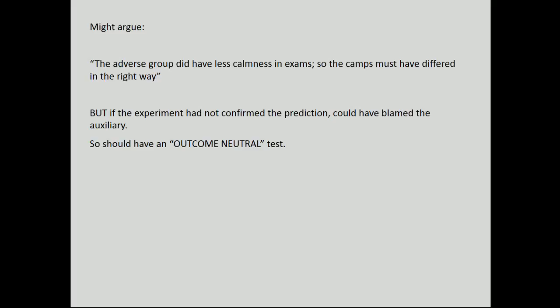So that's why what you need is a manipulation check, or what might be called an outcome neutral test. The outcome neutral test in this case would be checking that the manipulation of adversity actually changed adversity. It's neutral about whether the theory is right about resilience, but it's checking whether the independent variable manipulated the thing it claimed it manipulated, namely in this case adversity. It's a check that the independent variable does what it says it does. Because it's only if it does what it says it does that you have a test of your substantial theory.